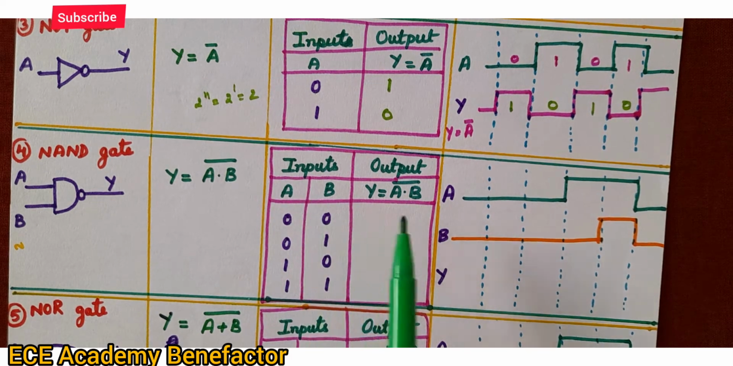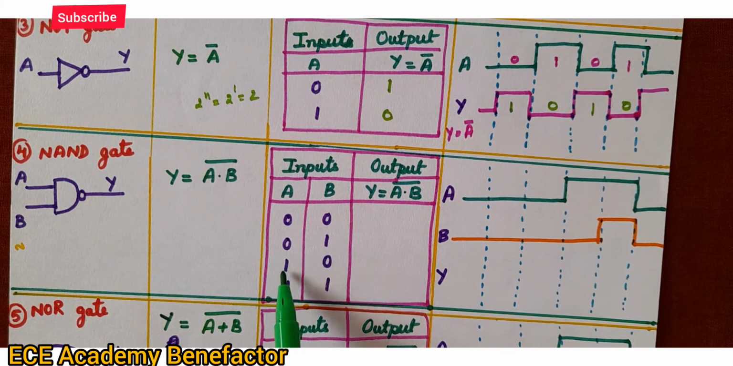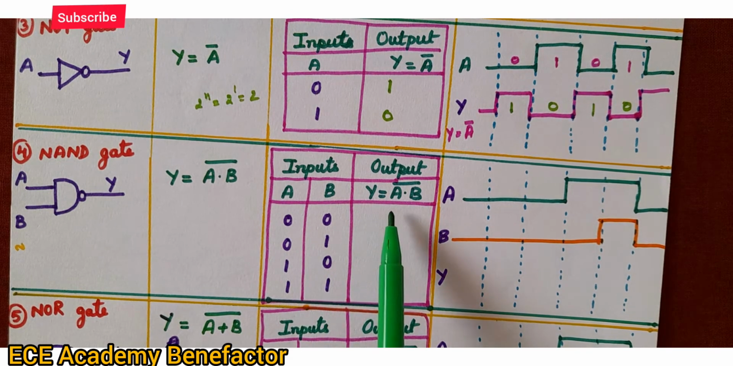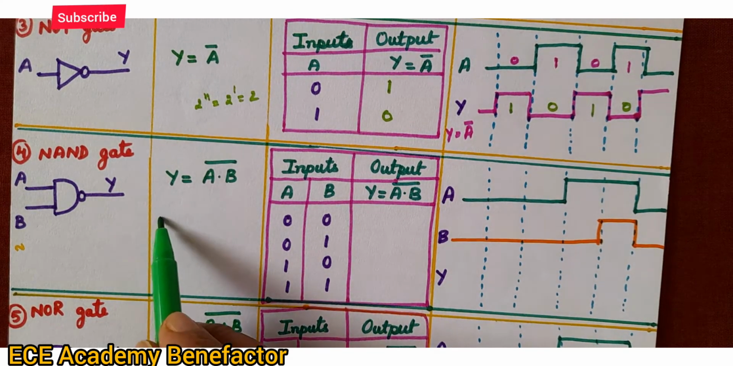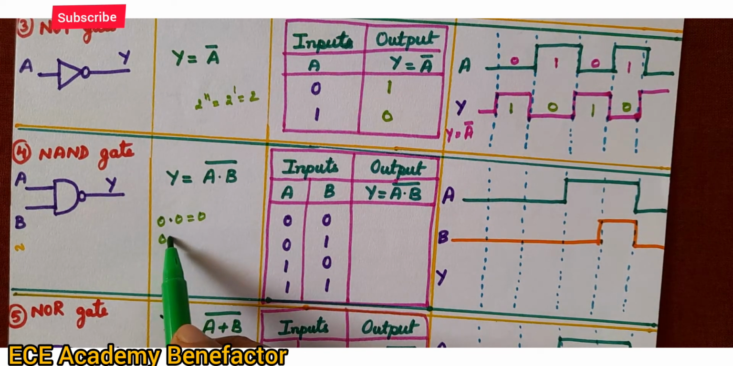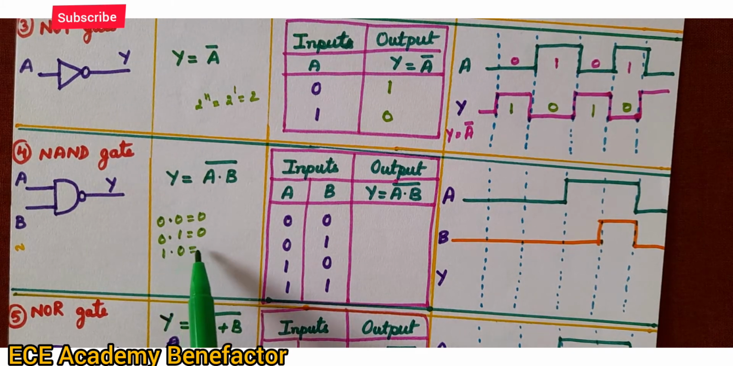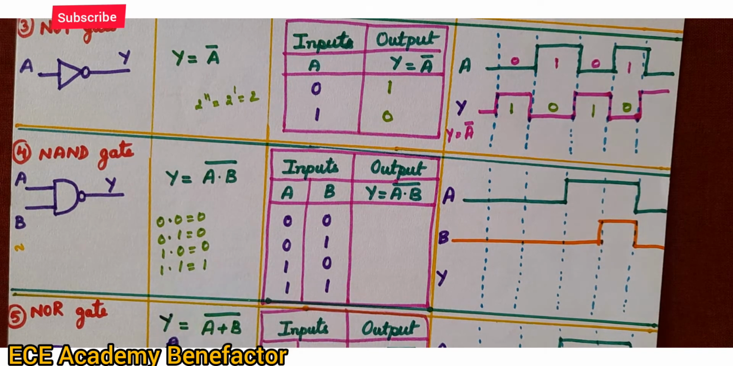So, 4 combinations: 0 0, 0 1, 1 0, 1 1. How do we write the output of an AND gate? In the AND gate, what have we seen? 0 dot 0 is 0, 0 dot 1 is 0, 1 dot 0 is 0, 1 dot 1 is 1. This is the AND gate.